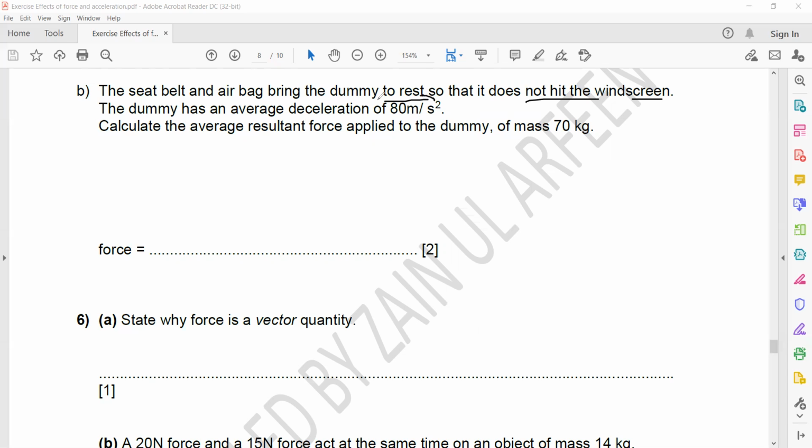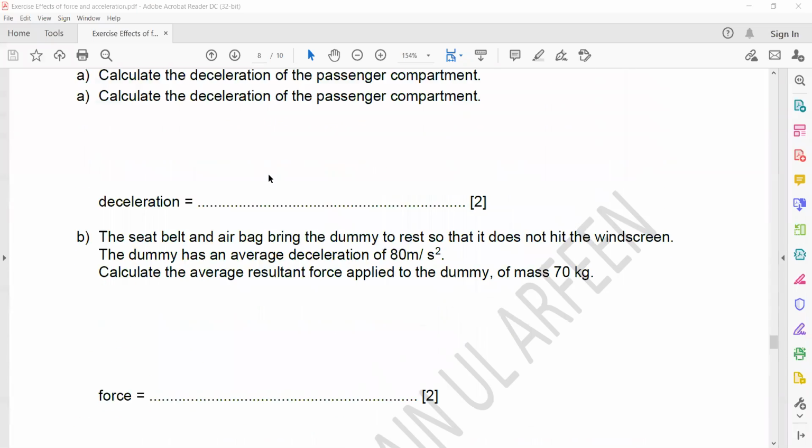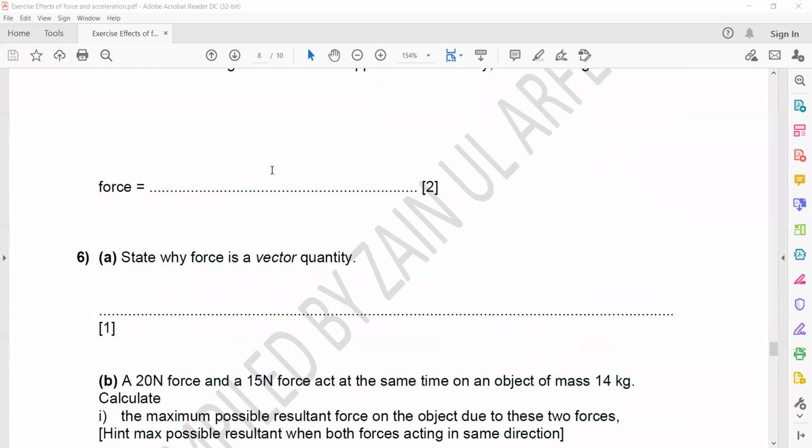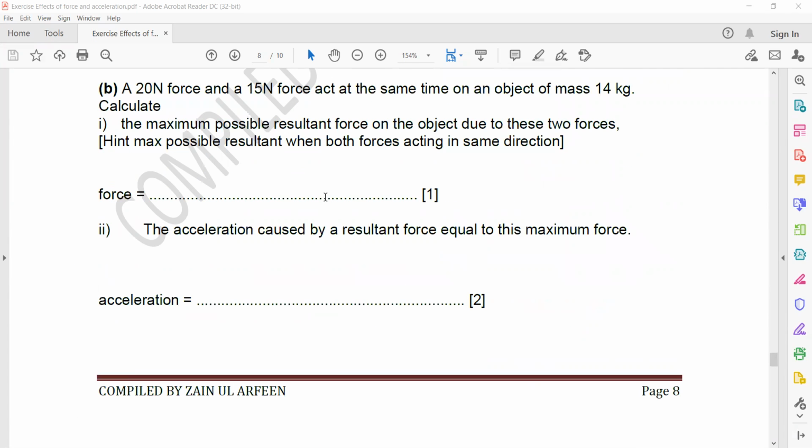The dummy has an average deceleration of 80. Find the average resultant force; the mass of the dummy is 70. So resultant force F equals ma. Force is equal to mass multiplied by acceleration or deceleration. So mass is 70 and deceleration is 80. 8 multiplied by 7 is 56, so 5,600 Newton is the force acting on this dummy. In the previous part, one of the values was missing, I think I missed it while copying, so you cannot solve it without that value.